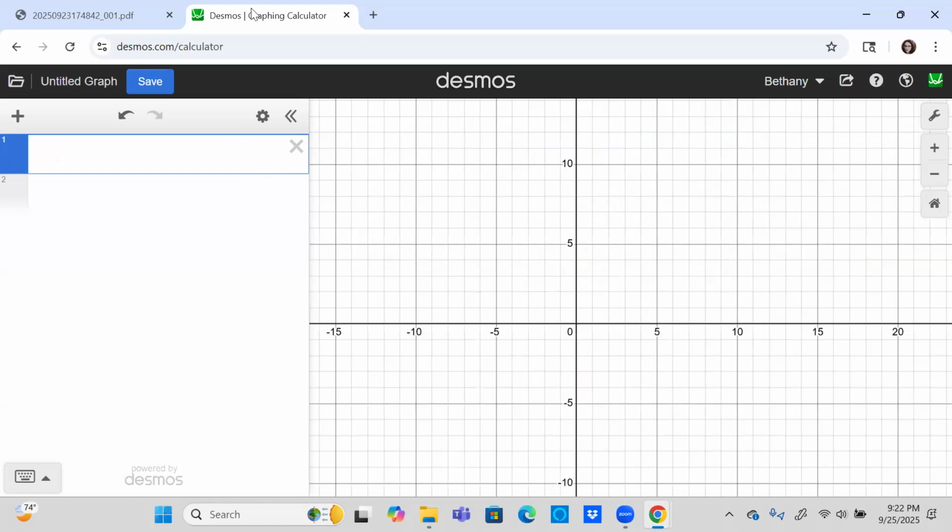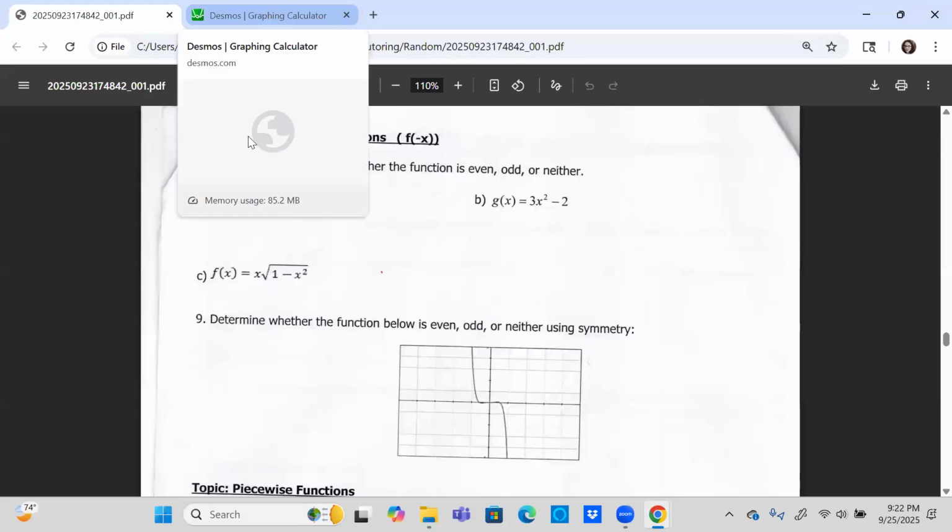And I don't remember B. Here's B. And that is y-axis symmetry. You could just cut it right down the y. And here's C, x times the square root of 1 minus x squared.